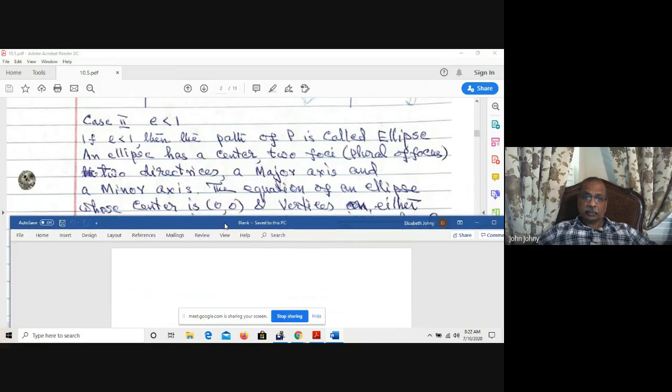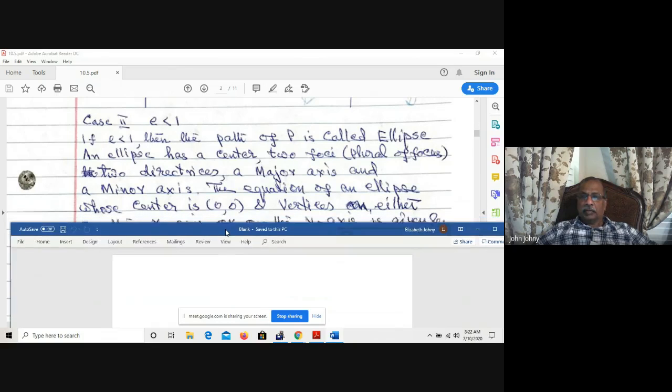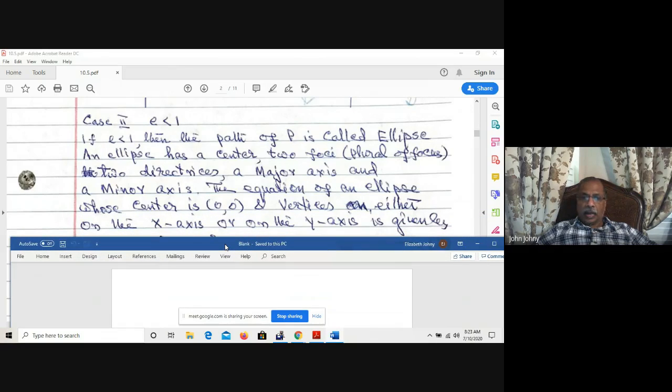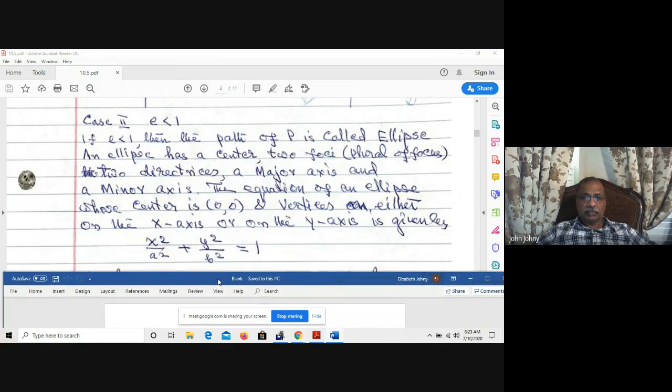The equation of an ellipse whose center is 0, 0, with vertices either on the x-axis or on the y-axis, is given by x square over a square plus y square over b square is equal to 1. So this is the equation of the ellipse whose center is the origin. And depending upon the values of a and b, the major axis and minor axis change.